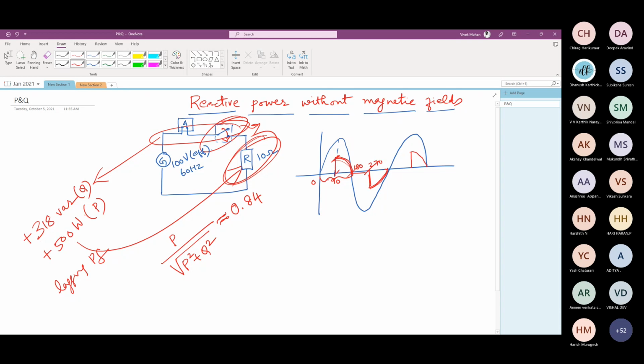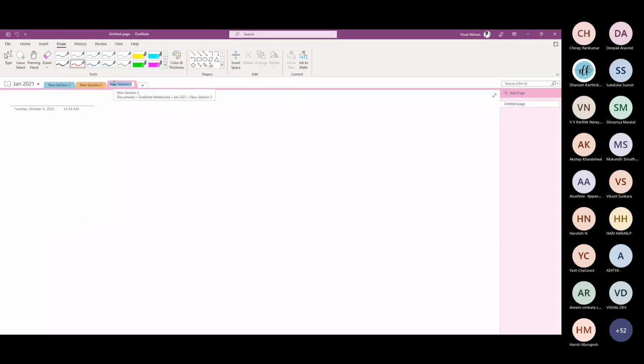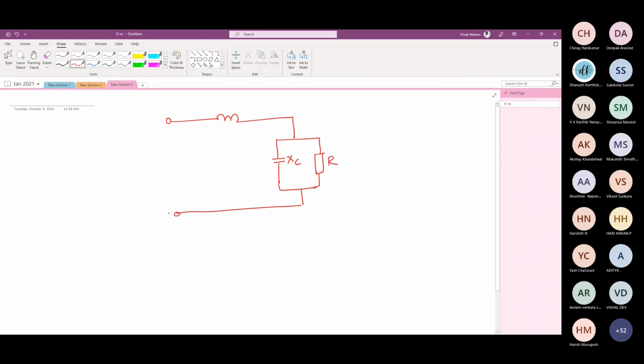Now, I'm taking another circuit where I have both resistance and capacitance. See, I'm taking a reactance here. Then I have a load having capacitance and resistance. So this is R. This is some XC. So like this. Okay. Now this is my E.